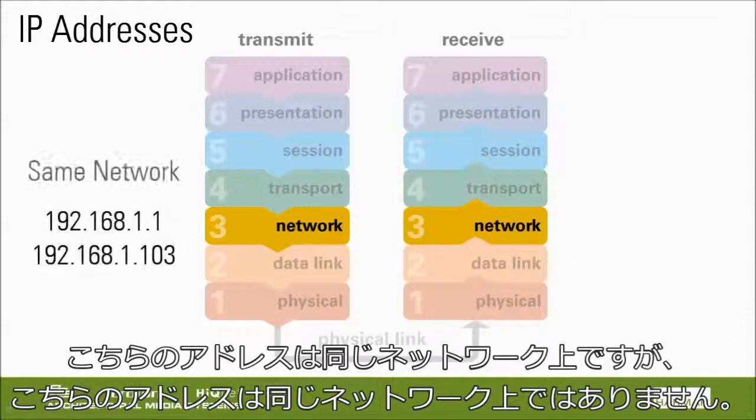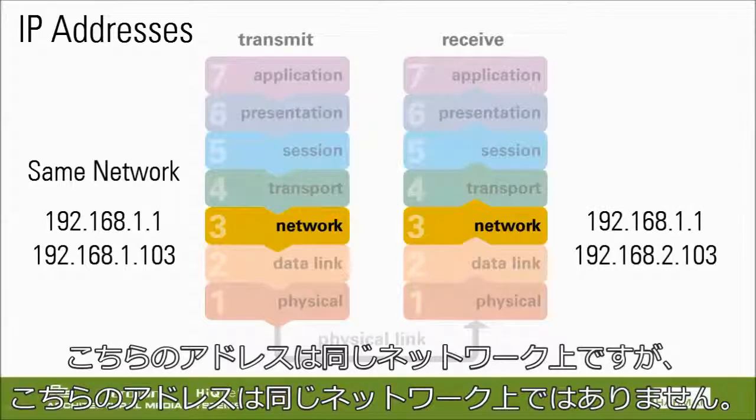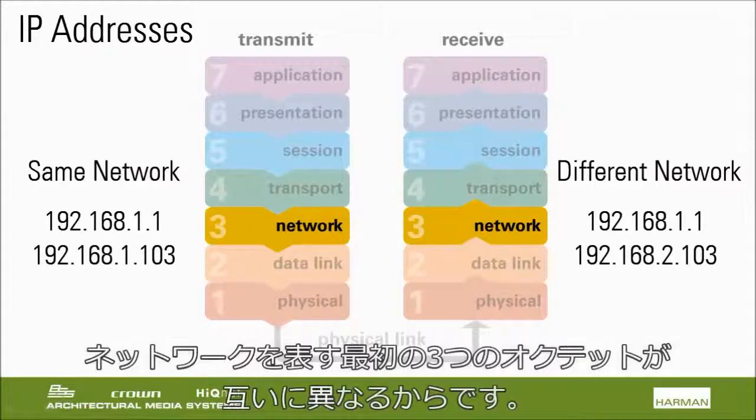These addresses are on the same network, and these addresses are not on the same network. And that's because the first 3 octets that represent the network are different from each other.